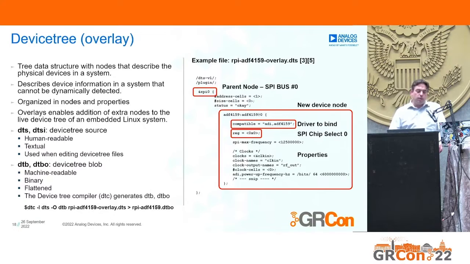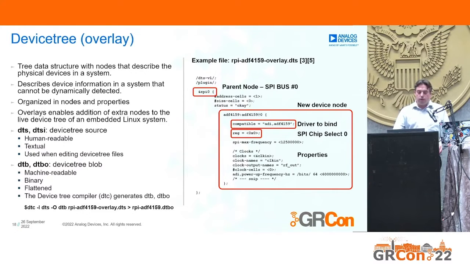We basically want to add a node for our ramping digitizer. But we need to create that node somewhere. And you create that node under the bus where this device is attached. In this case, it's a SPI device, so we attach it under a SPI bus node. And in this case, we attach it to SPI bus 0, so we just reference that node, and then we add a node.